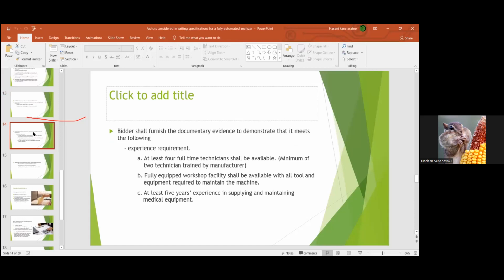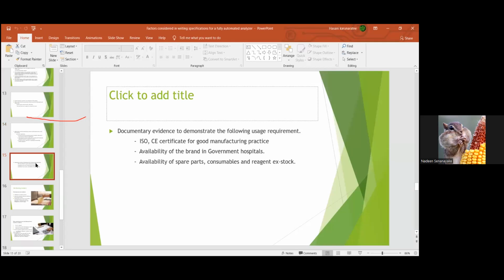And the bidder shall furnish documentary evidence to demonstrate that it meets the following experience requirement. At least 4 full-time technicians should be available. Minimum of 2 technicians trained by the manufacturer. Another one is a fully equipped workshop facility with all tools and equipment required to maintain the machine. And also at least 5 years experience in supplying and maintaining medical equipment should be there.